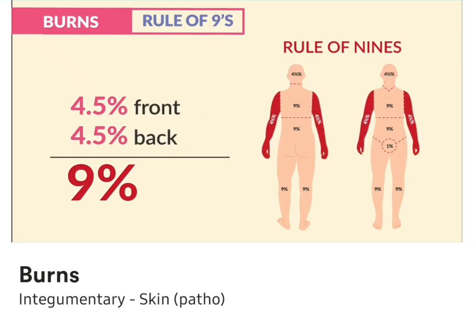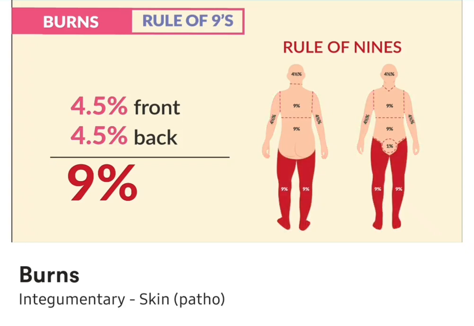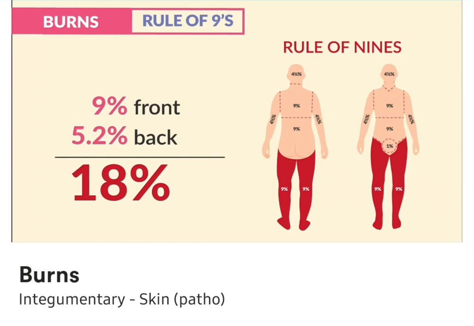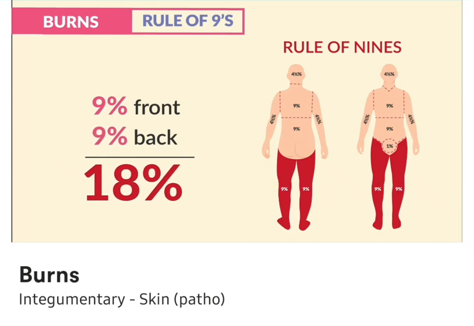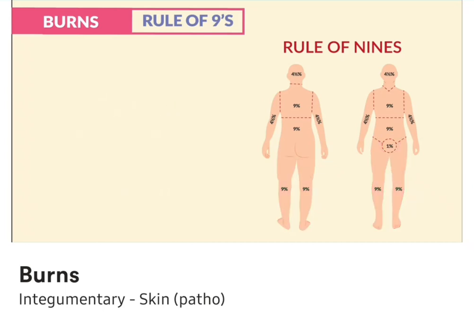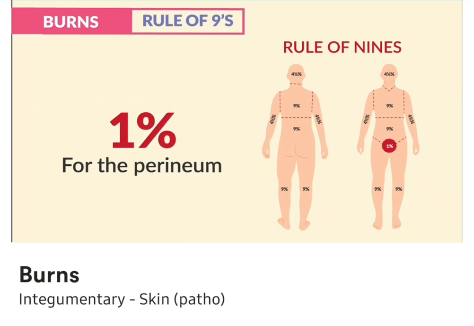Now the arms account for 9% total. Once again, 4.5% for the front, the anterior part, and 4.5% for the back, the posterior. And the same thing for the legs, but this is 18% total. So 9% for the front and 9% for the back. Now the most interesting part here is there's only 1% for the perineum. Wait, what? 1%? Okay, yeah.